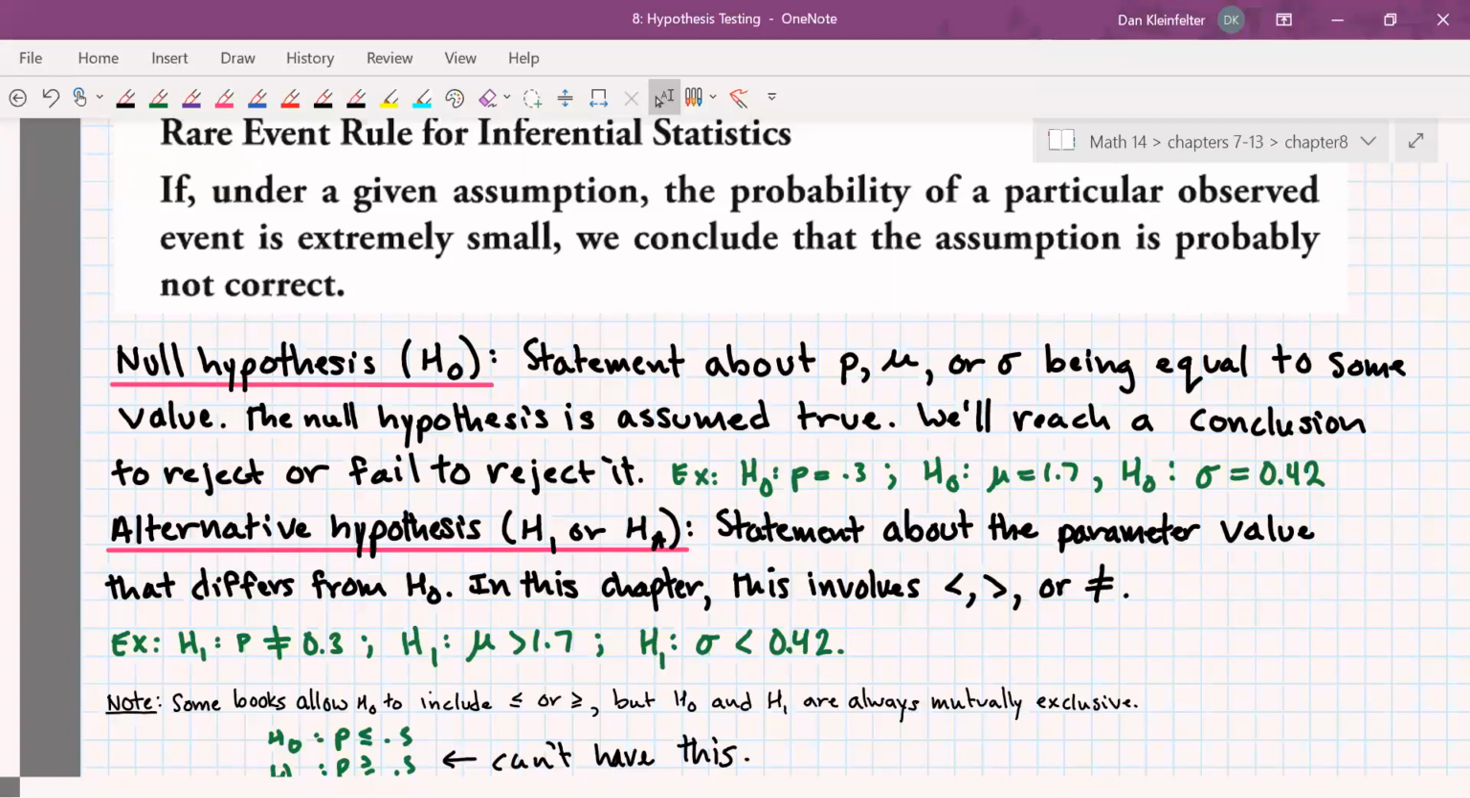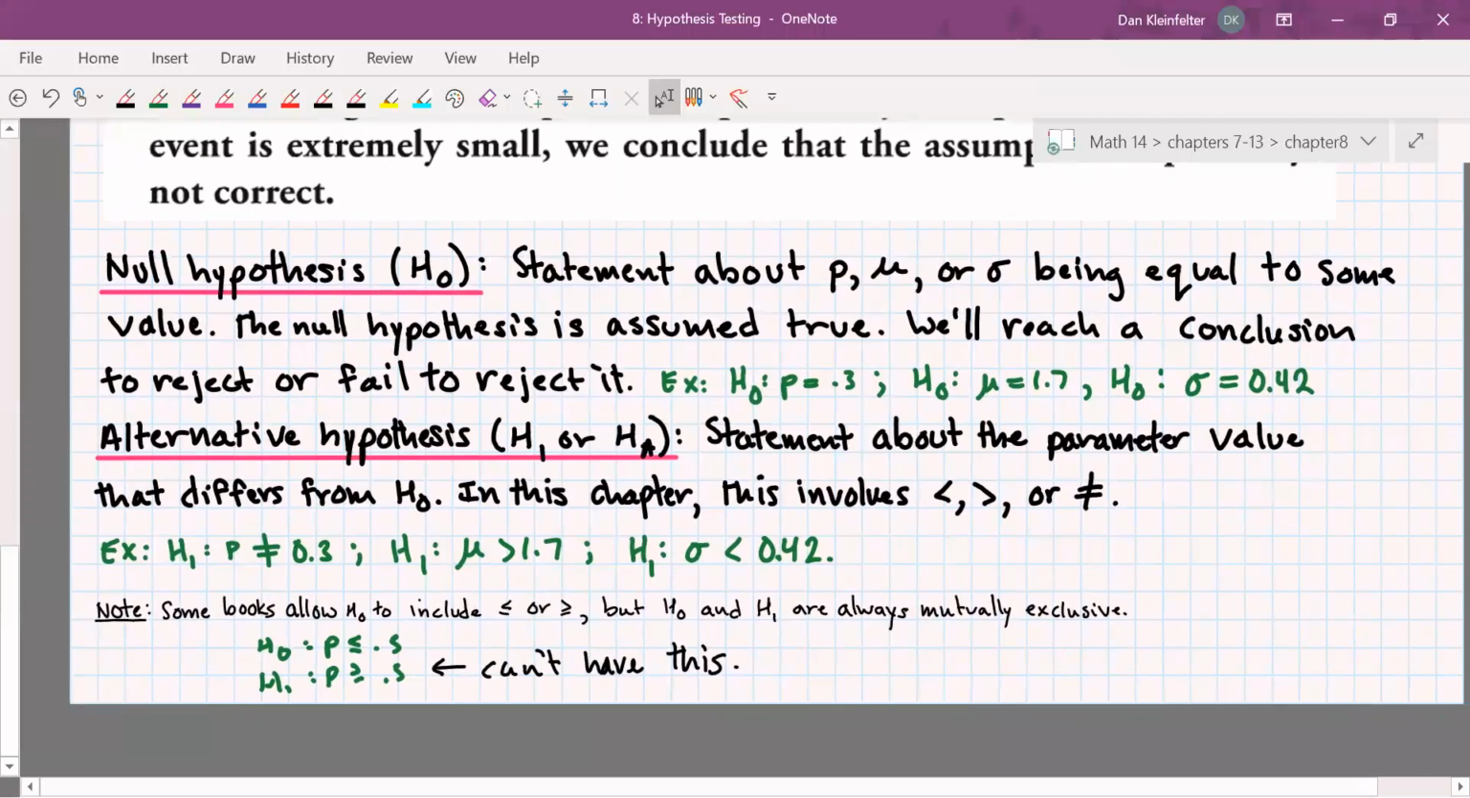It's a statement about the parameter value that has to differ from H0. If H0, the null hypothesis, is not true, then we need to think about what is true, and that's going to be the alternative hypothesis. In this chapter, this is going to involve less than, greater than, or not equal to. So some examples might be that the proportion is not equal to 0.3, mu is greater than 1.7, or sigma is less than 0.42.